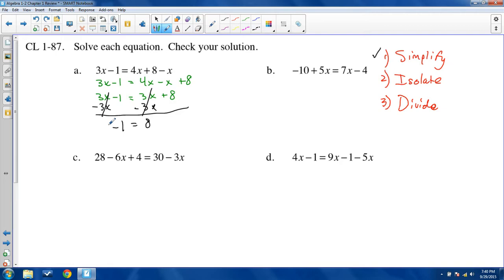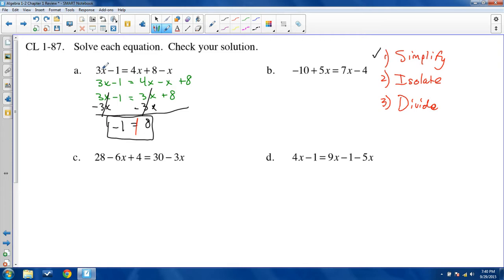Well, I didn't do any wrong math. This was the correct math, and now it has that statement. You say, well, where do I go from there? Well, here's the thing. Negative 1 doesn't equal 8. We all know that. So this is a false statement. This statement would have happened no matter what I substituted for x.